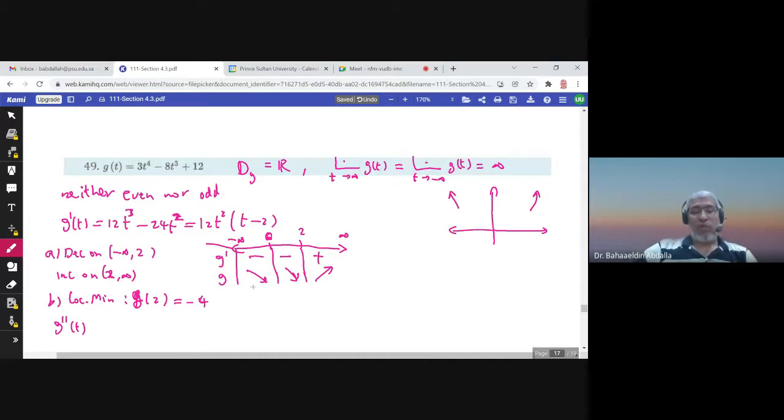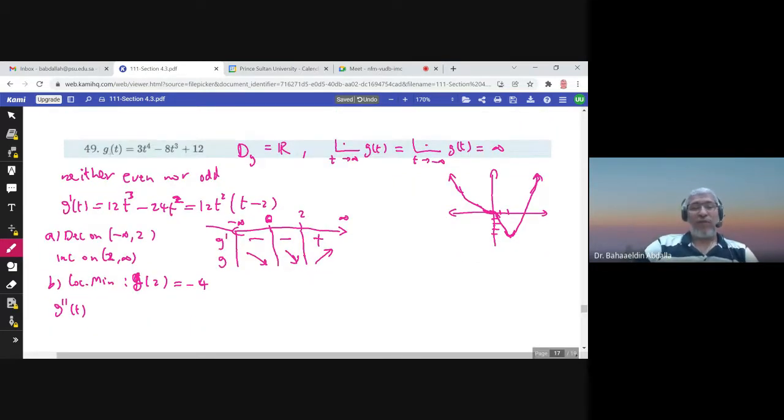So (2, -4) is a local minimum. And at 0, no local minimum, no local maximum. But g prime is 0, so of course I have a horizontal tangent. And since it goes to infinity from here and goes to infinity from here, I guess this is the graph. It's decreasing from negative infinity to 2, increasing from 2 to infinity. So everything is fine.